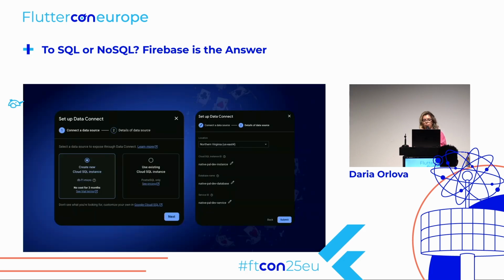Then you need to set up your DataConnect service. You do that either if you already have an existing Cloud SQL instance, you could do that only with a PostgreSQL database, or you can create a new one, and then you're eligible for 3 months of free usage. And do the setup, obviously.